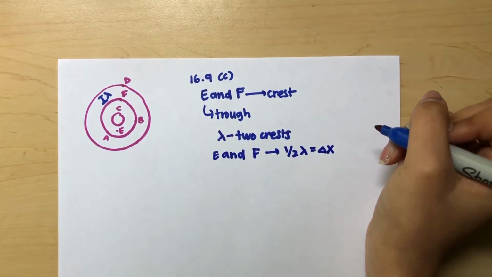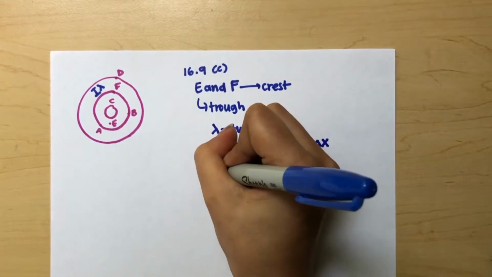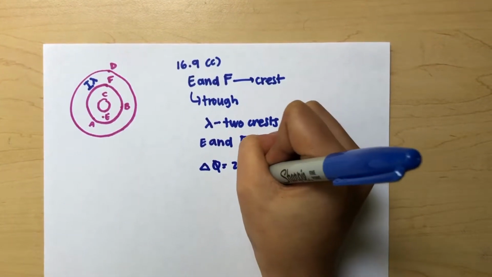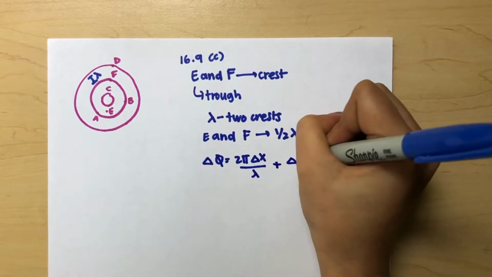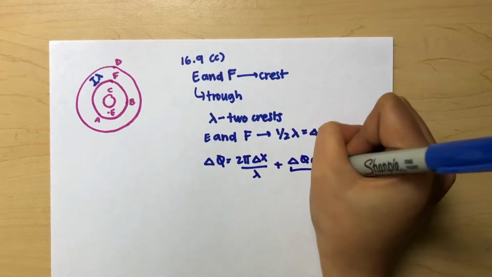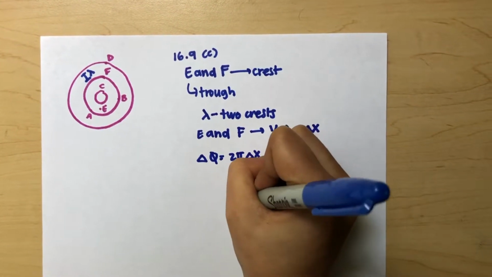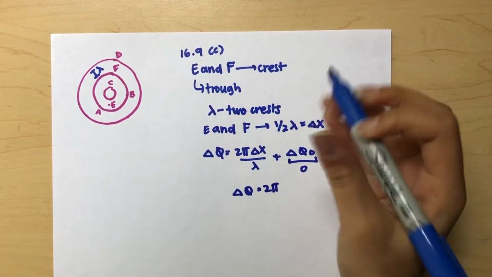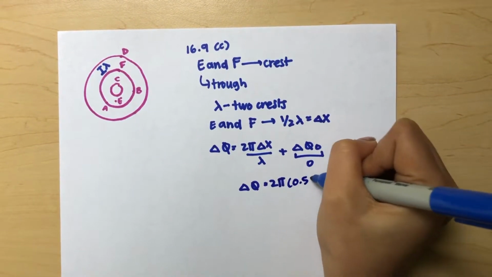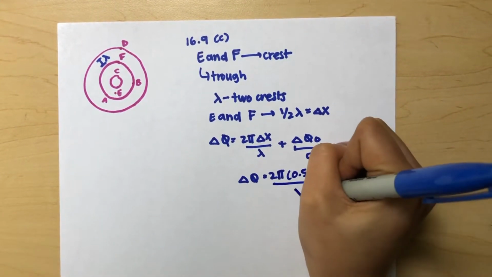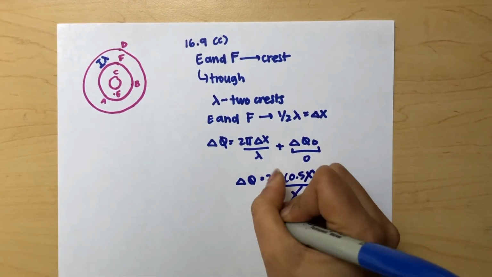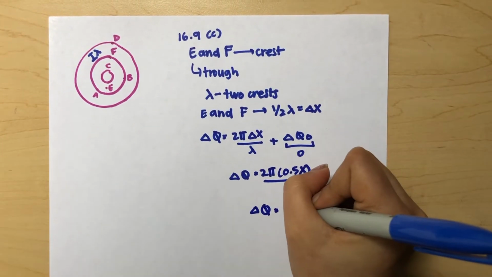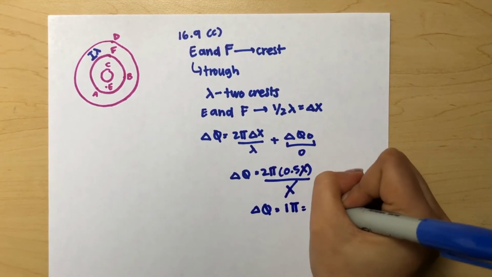Now using the equation that I used before, delta phi is equal to 2 pi delta x over lambda plus delta phi naught. Phi naught is 0, so delta phi is equal to 2 pi, and we can plug in half lambda for delta x, which is just 0.5 lambda over lambda. The lambdas cancel out, so delta phi is equal to 2 pi times 0.5, which is just 1 pi. And so the phase difference is pi.